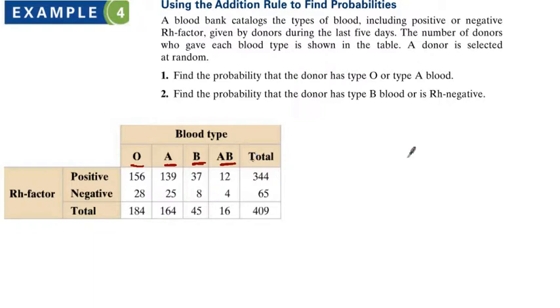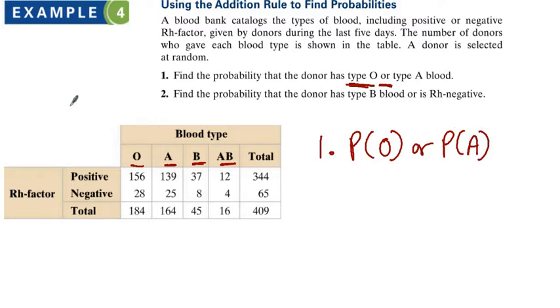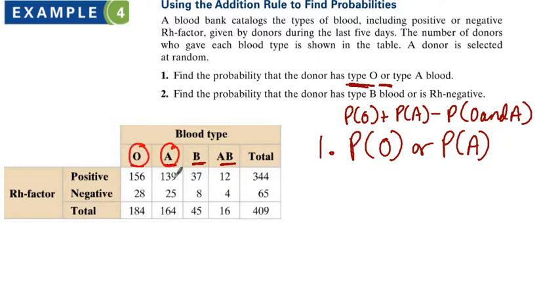But anyway, we want to know what's the probability that somebody has type O or type A. So probability of O or the probability of A. And remember, our formula is this. Our formula is probability of O plus probability of A minus the overlap if there is overlap. My question for you is, is there going to be overlap here? Could somebody have both O type and A type at the same time?